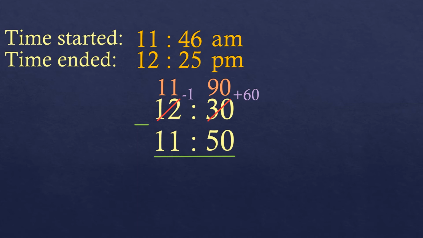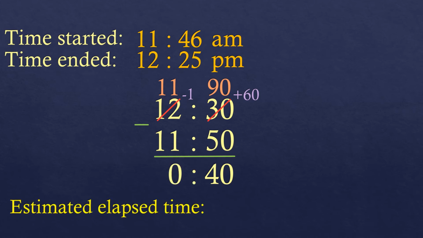Then we continue, we subtract 90 minus 50 is 40. So 11 minus 11 is 0. And so the estimated elapsed time is 40 minutes.